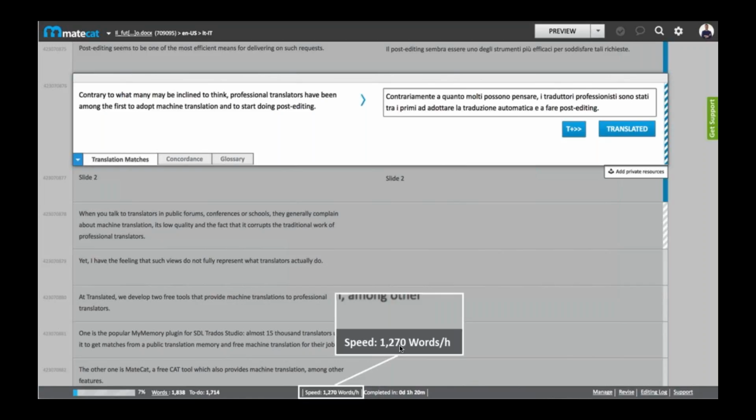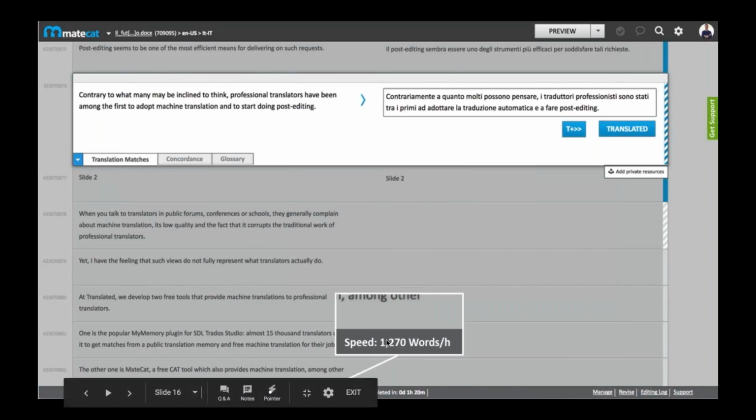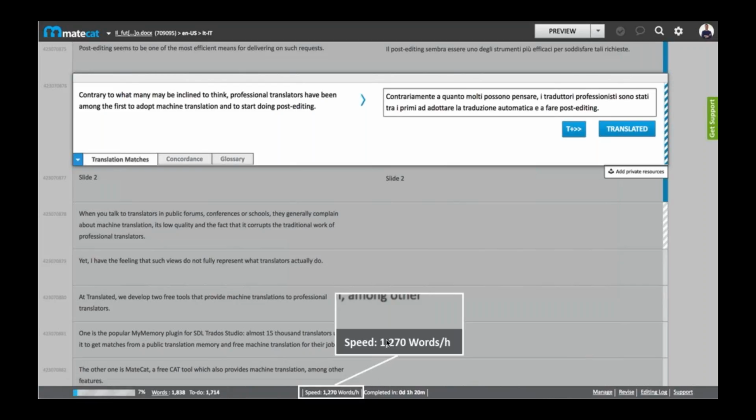So as you can see, this would not be possible without receiving machine translation and without doing post-editing on machine translation.